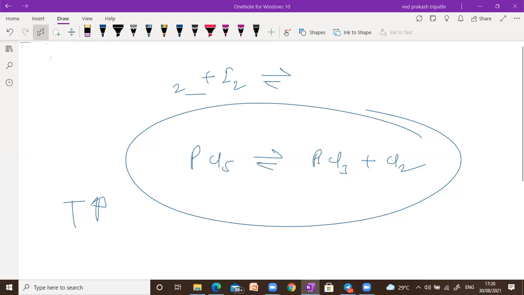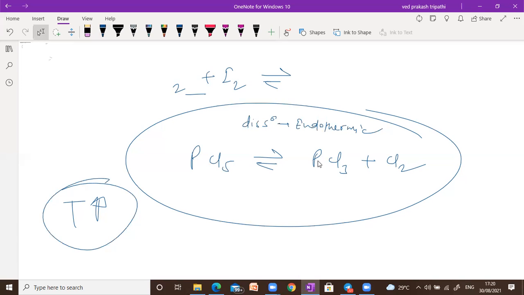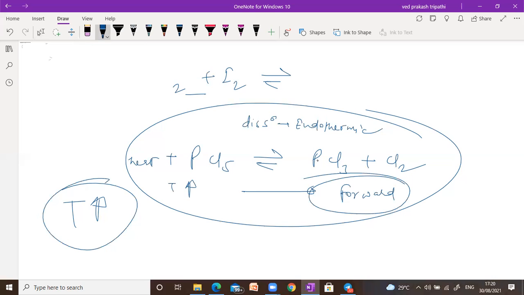So on increasing temperature, this is a dissociation reaction. Dissociation means endothermic, and endothermic means this should have heat here. So if you increase your temperature, equilibrium will shift in the forward direction. So this is the effect of temperature.